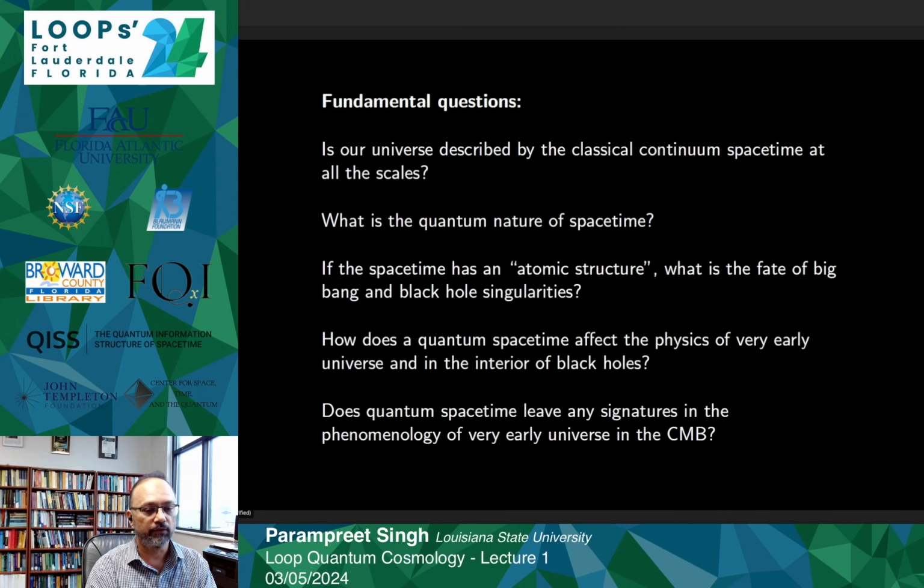It was inevitable now that people realized in the late 60s that the universe was indeed expanding. There was a problem of singularity, and we have to live with this problem and resolve it. People started working on how to quantize GR, and that led to many fundamental questions. I'm skipping a large part of history between the 1960s and almost 20 years ago. Some of those fundamental questions, asked by Wheeler and other people, were: is our universe described by a classical continuum spacetime at all scales?